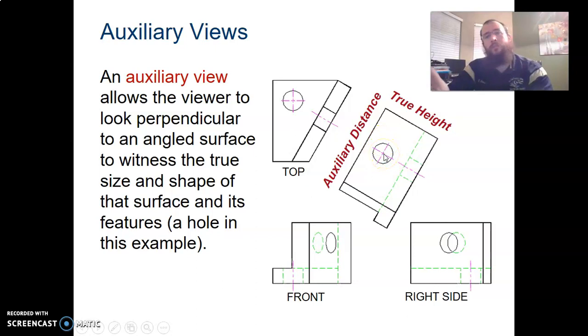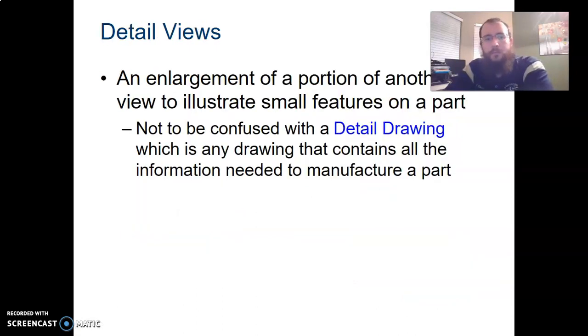Because remember, you can't dimension circular features in any other view except for the view where they look like a circle. So in this view, it looks like a circle. So now I can put the dimension of the diameter and the dimension of how far it is from each edge so that the person who's going to drill that hole knows exactly where to drill it.